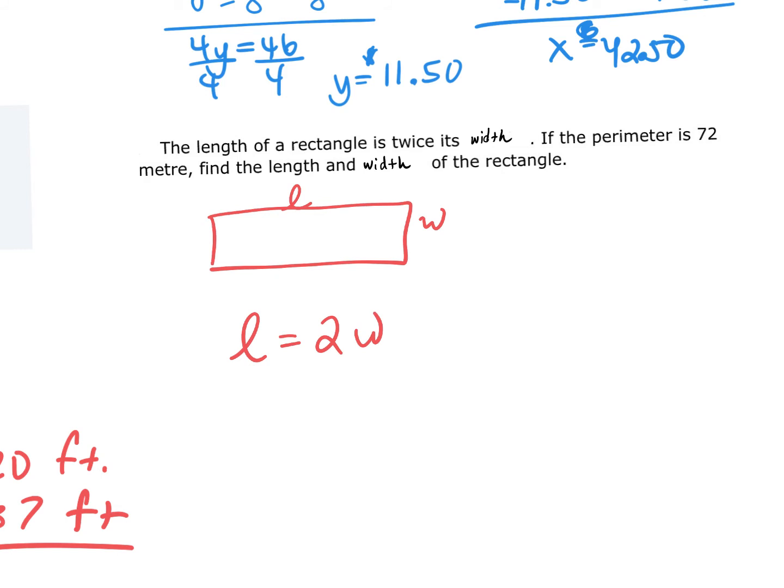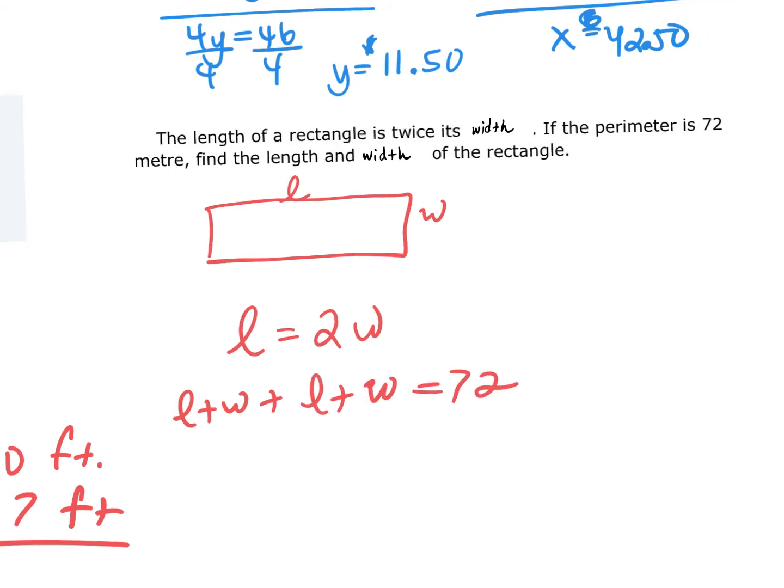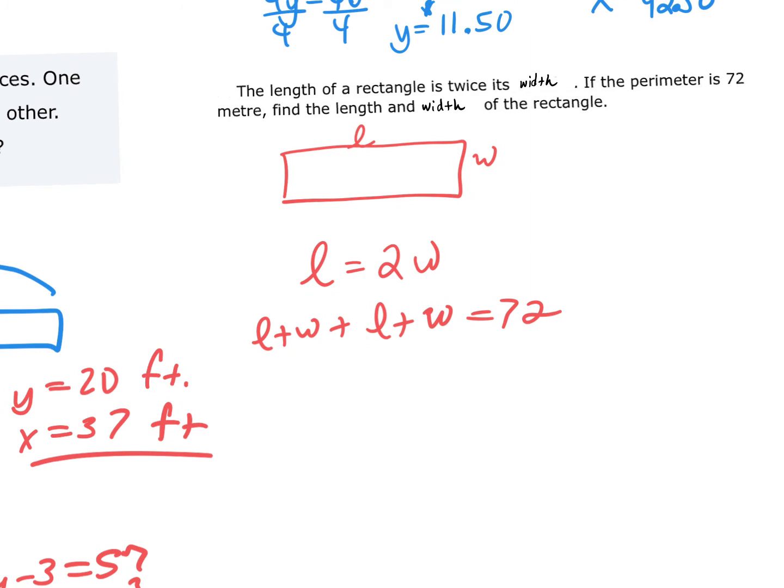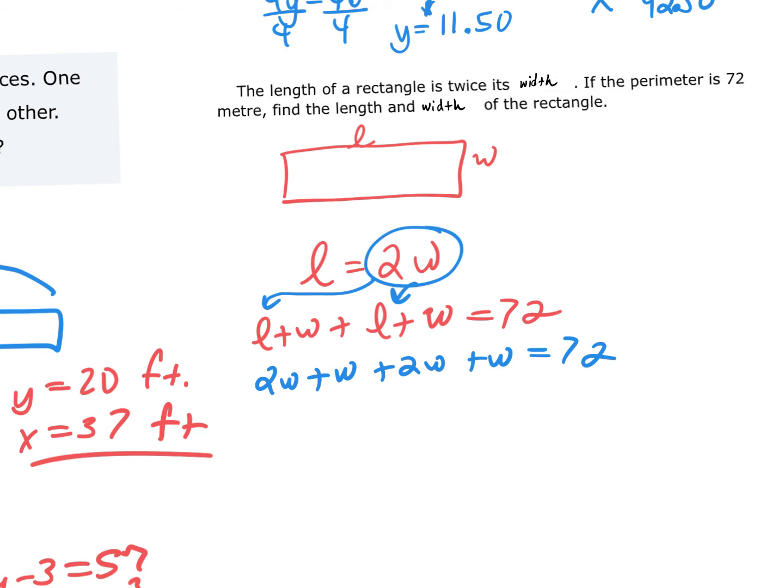Perimeter is 72. Remind me again what perimeter means? Addition. It's addition. You're adding up all the sides. So it's L plus W plus L plus W equals 72. Well, what can we replace L with? 2W. Yep. So 2W plus W plus 2W plus W equals 72.